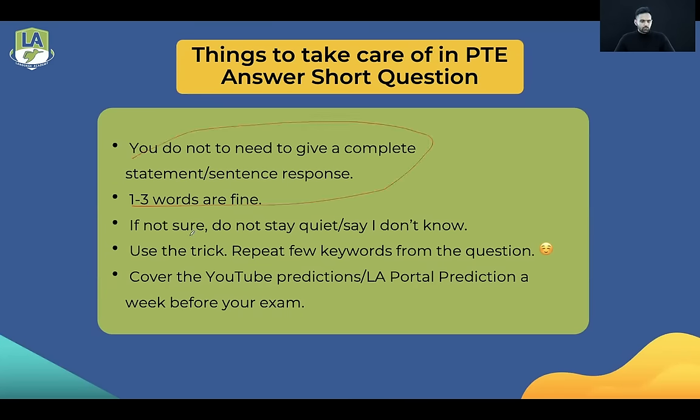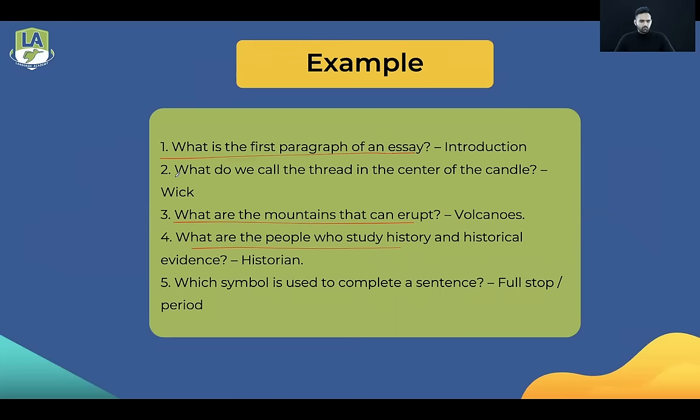If not sure, now let's say I've got this question. What do we call the thread in the center of the candle? I don't know what wick is. I have two options. One option is I say, I don't know. Second option is stay quiet. Third option is at least speak something. If you do this or do this, 100% you're going to get 0. If you do this, which I have tried, what I do is I repeat a few keywords from the question. Just say thread center of the candle. That sometimes works in the exam and students have even got a perfect 90 doing this.